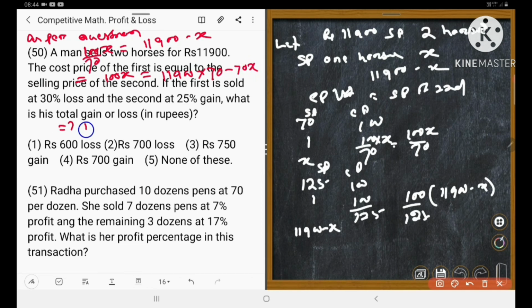This implies 100X plus 70X is equal to 11,900. This implies 170X is equal to 11,900. Therefore, X is equal to 11,900 upon 170. How much is that? Tell me. Can't you say? The 0s cancel, 17 times 7.